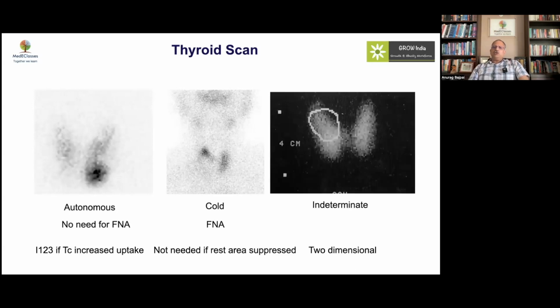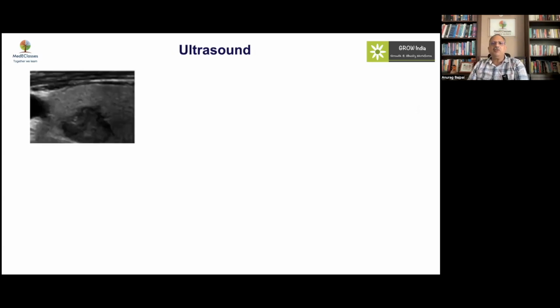So in scenarios wherein you have increased uptake in one particular region, but in the remaining region the uptake is not completely suppressed, this is what is known as a warm nodule. This is a cause of concern. And here you should go ahead to FNAC. So even if you have a suppressed TSH, if you have a cold nodule or a warm nodule, FNAC still becomes important. As I said, ultrasound pretty much is indicated across the board in this scenario.